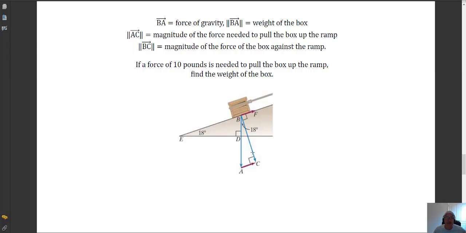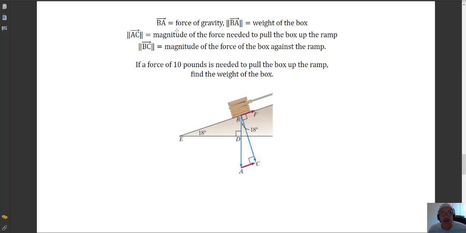All right, so we're going to look at vectors and how they're used in real life in physics and other classes. What I've got here is a crowd favorite when it comes to vectors. You've got a box on a ramp being pulled up the ramp. And here's some things we're going to look at here. Notice we've got 18 degrees here. Inside this right triangle, we've got an 18-degree angle.